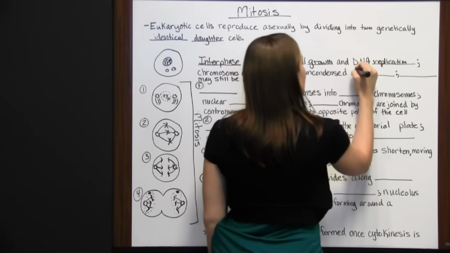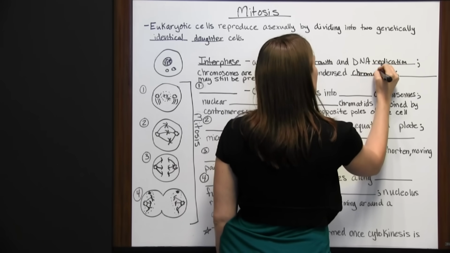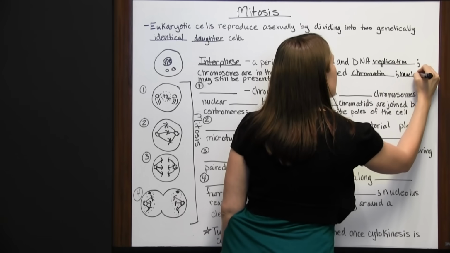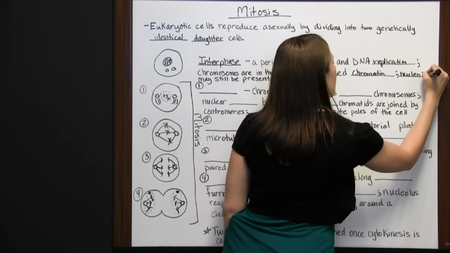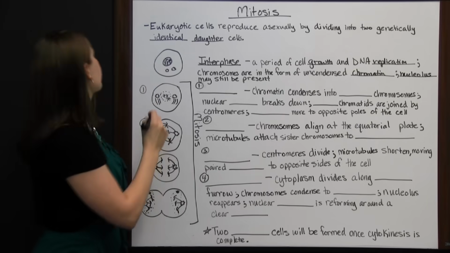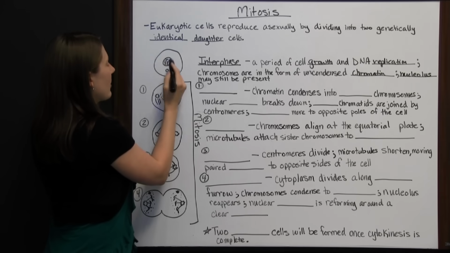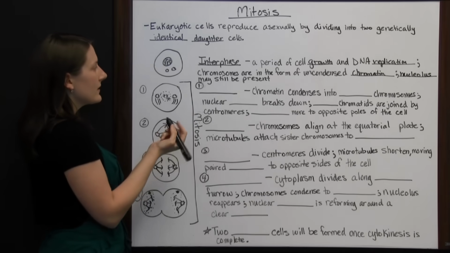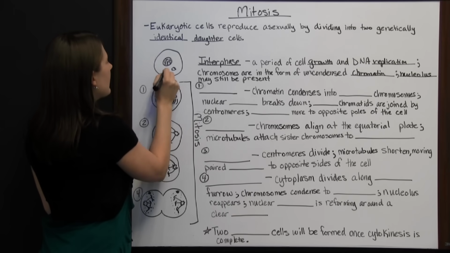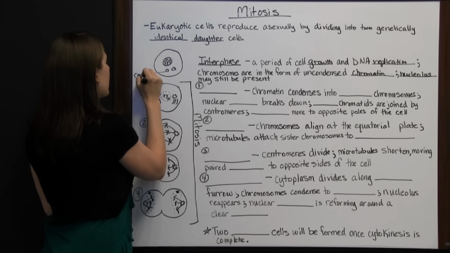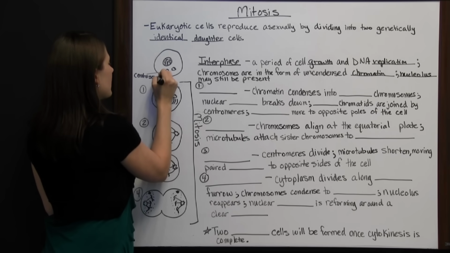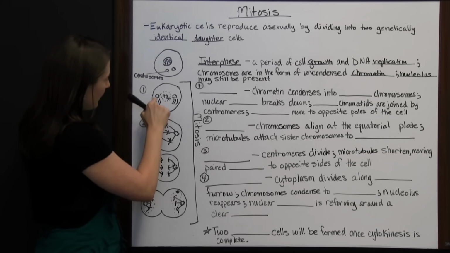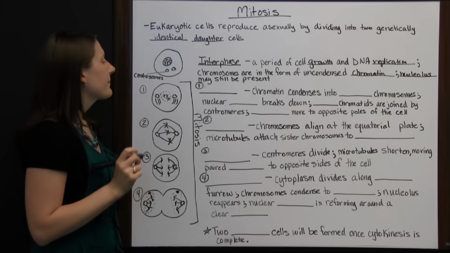Chromosomes are in the form of uncondensed chromatin. And the nucleolus may still be present. So this would be our uncondensed chromatin. This darker dot here would be your nucleolus that you could still see. And these little pieces here would be your centrosomes. So whenever you see them along the rest of mitosis, remember these are the centrosomes.